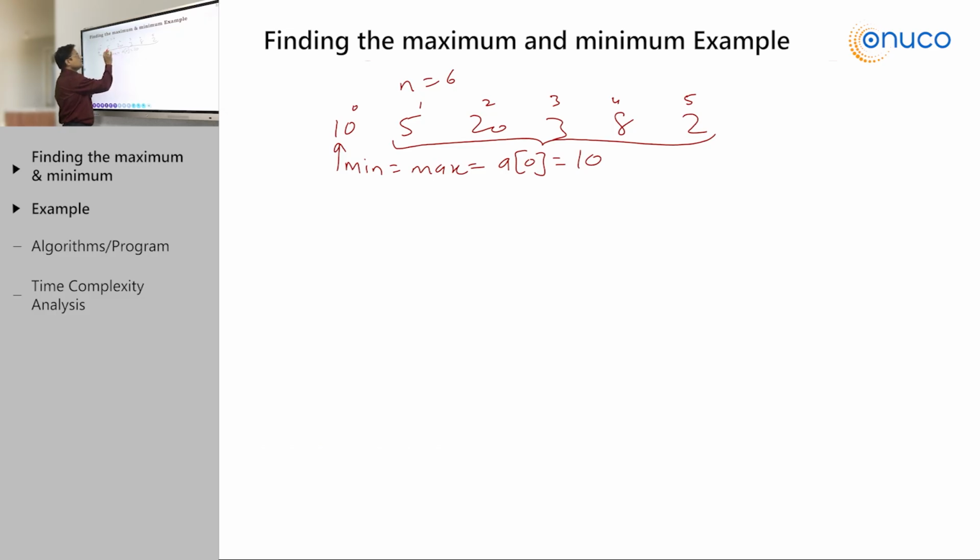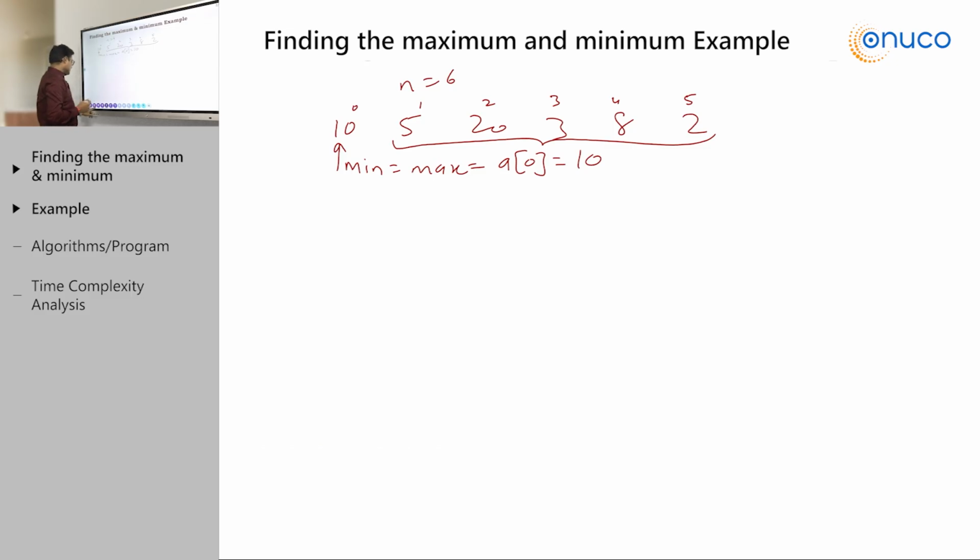We compare 5 with 3. 3 is the minimum, so we update the minimum value. 20 with 3, 20 remains the maximum. Now 3 with 8, 3 is the minimum, no problem. 20 with 8, 20 is the maximum. Now 3 with 2, 2 is the minimum. 20 with 2, 20 is the maximum.